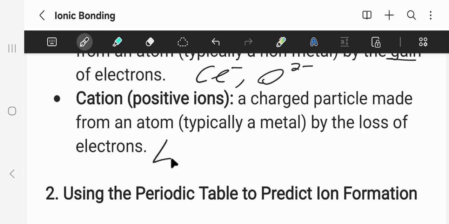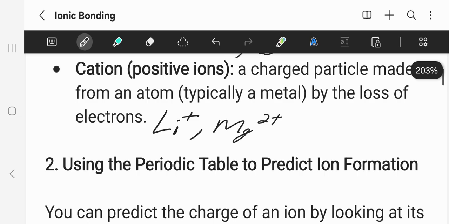An example of a cation would be lithium. It would be Li plus. The plus means that lithium loses one electron. Another example would be Mg2 plus. Magnesium is in group 2, and that means magnesium loses 2 electrons. So the one that loses becomes positively charged. The one that gains becomes negatively charged. The one that is negatively charged is an anion. The one that is positively charged is a cation. That's what you need to understand here.